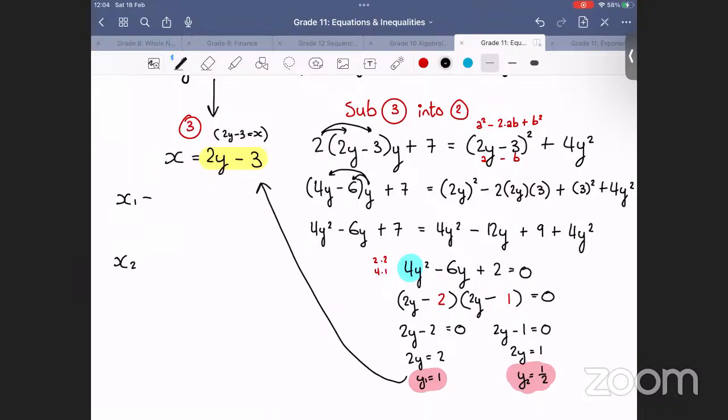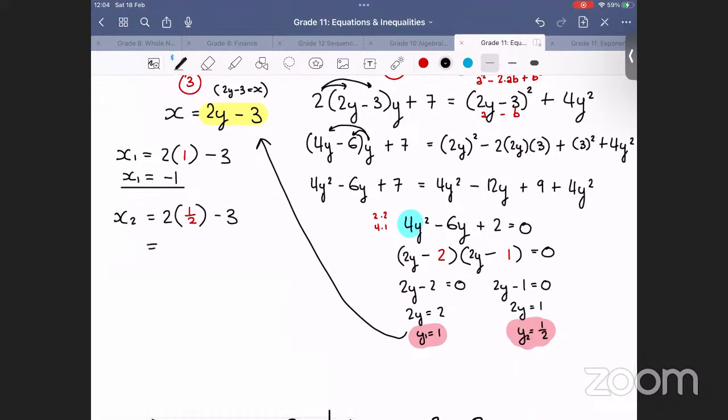Okay, so when I'm solving for x1, I'm going to use y1. So it's going to be 2 open brackets, now I've solved for y, so I can sub it in: 2 open brackets 1, minus 3. And I solve for x1 as minus 1. Let's solve for x2. It's 2 open brackets, what is my y2? A half, minus 3. 2 times a half is just 1. Minus 3 is minus 2. So I solve for x2 as minus 2. There we go.